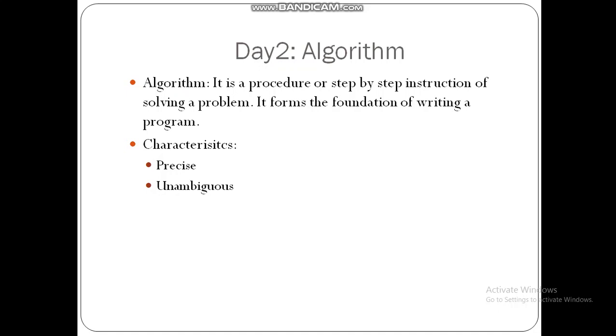So while you are writing an algorithm, there are two things you should take care of. The first one is precise. Precise means whatever step you are writing in the algorithm should be to the point. Second one is it should be unambiguous. Unambiguous means whatever step you are writing, it should be crystal clear. There should not be any confusion in it. So these are the two characteristics which should be followed while writing an algorithm.